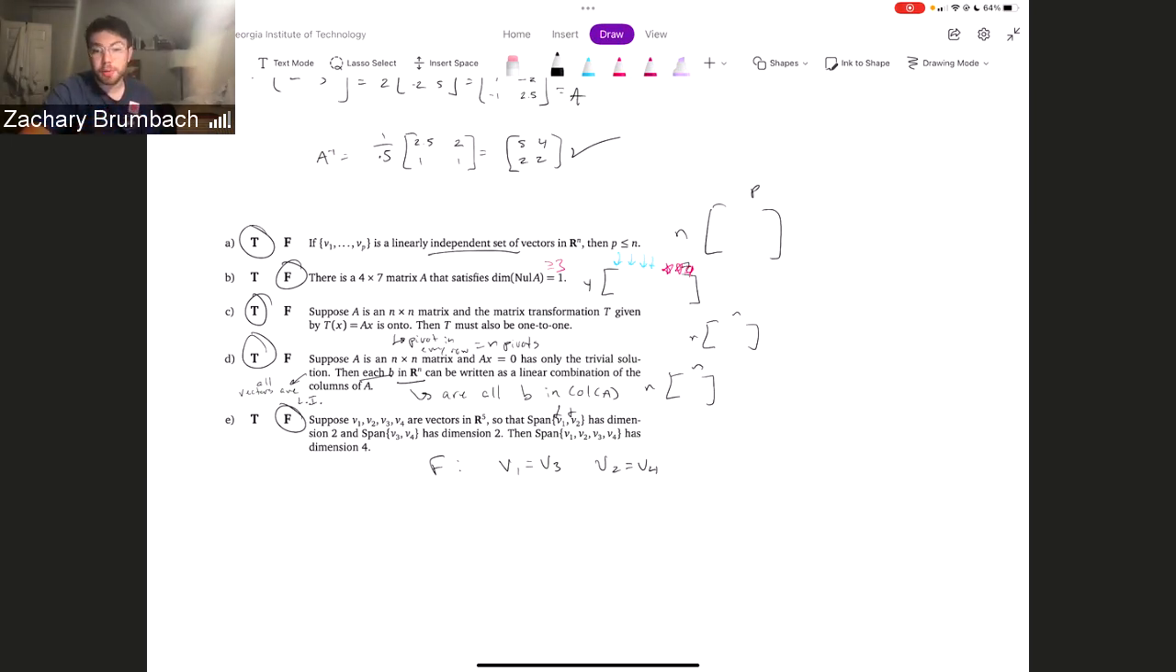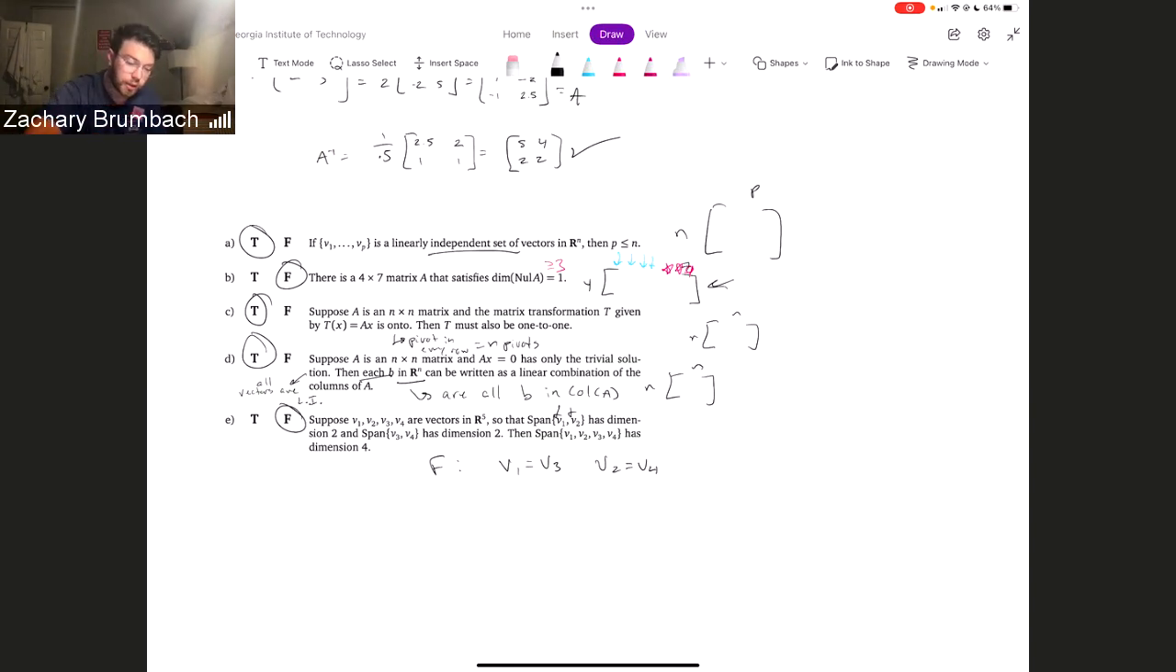Yeah, so someone asked me to go over B again. B says there's a 4 by 7 matrix, which I've drawn over here. Can there exist a 4 by 7 that has one single free variable, or a dimension of a null space of 1? At most, we can have 4 pivots, right? Because that's how many rows we have. That's the smaller number. That's how many pivots we can have at most.